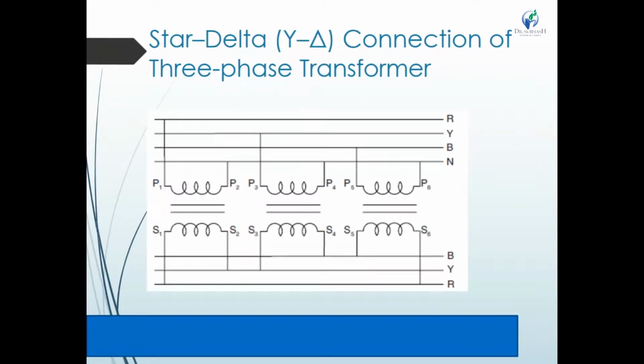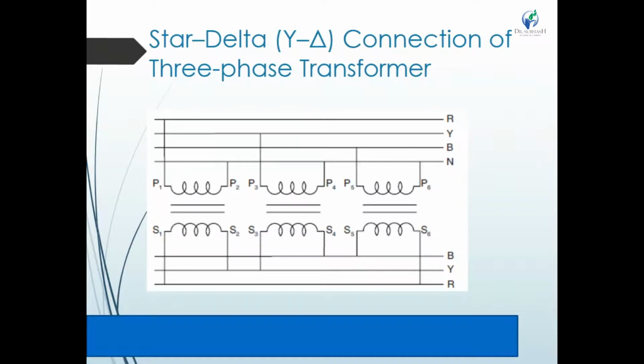Now the next point is star delta connection of the 3-phase transformer. The star delta connection is shown in this figure. The primary is star connected while the secondary is delta connected. The main application of this transformer is at the substation end of the transmission line, where the voltage has to be stepped down. The primary winding is star connected with ground neutral.